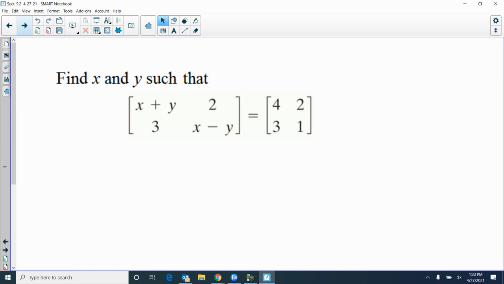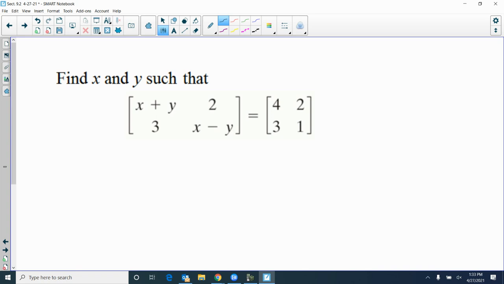Those are equal. If you have equal matrices, if there's a 2 here, there's got to be a 2 here. That's got to match up. If there's a 3 here, there's got to be a 3 here. Basically they've got to be the same number in the same spot. So using that fact, what can I do to figure out x and y? What can you list?